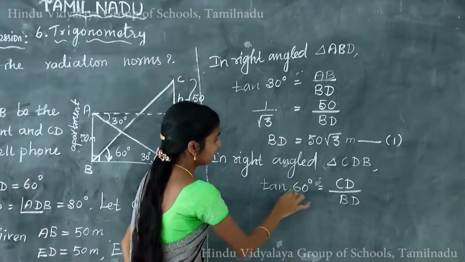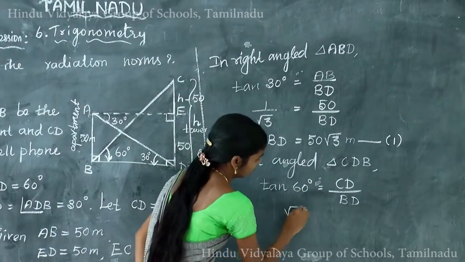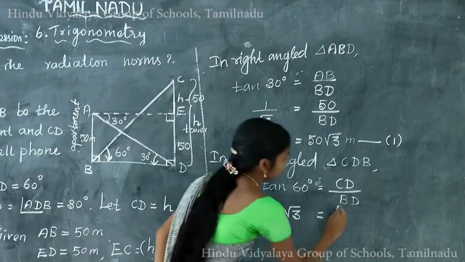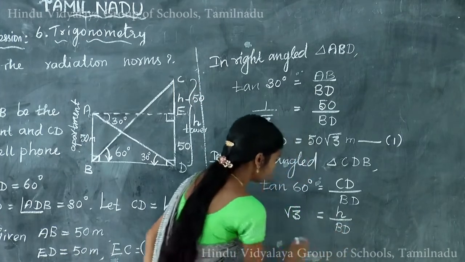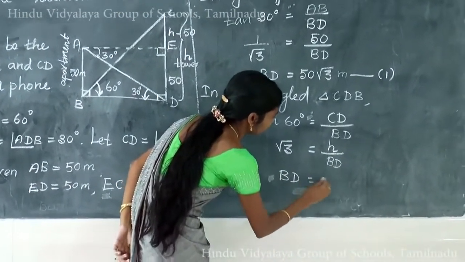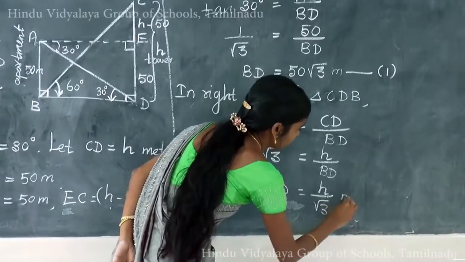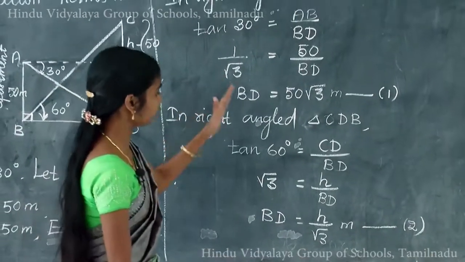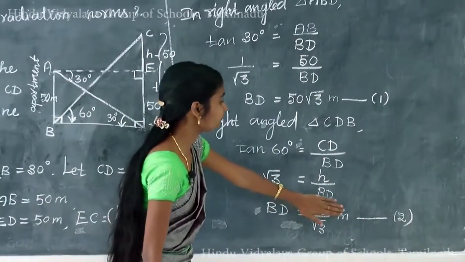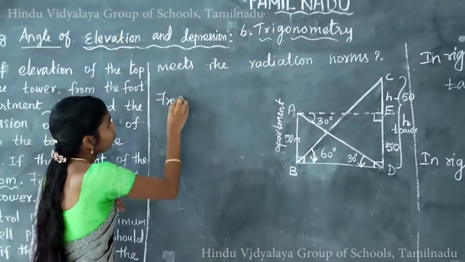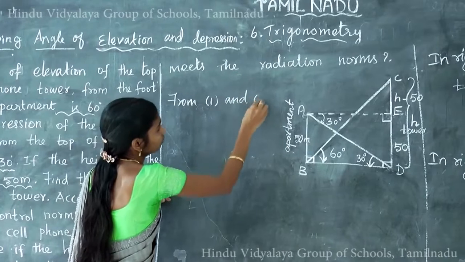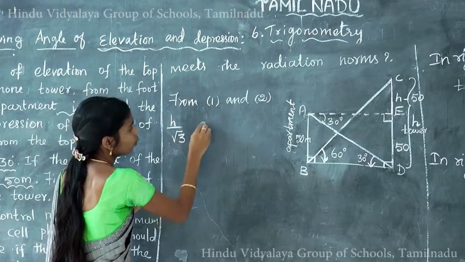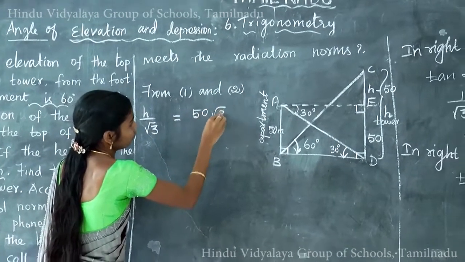Substitute the values. Tan 60. What is tan 60? Which is root 3. Then CD, we take CD as h. So h by BD. So by cross multiply, BD is equal to h by root 3 meters. This is equation 2. Now compare equation 1 and 2. Here the left hand sides are equal, so equating the right hand side. So from equation 1 and 2, we get h by root 3 is equal to 50 root 3.